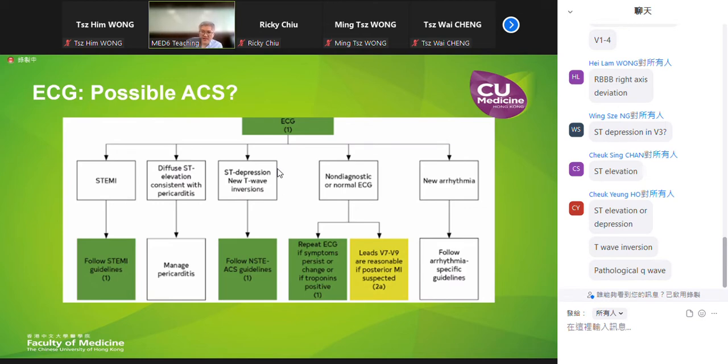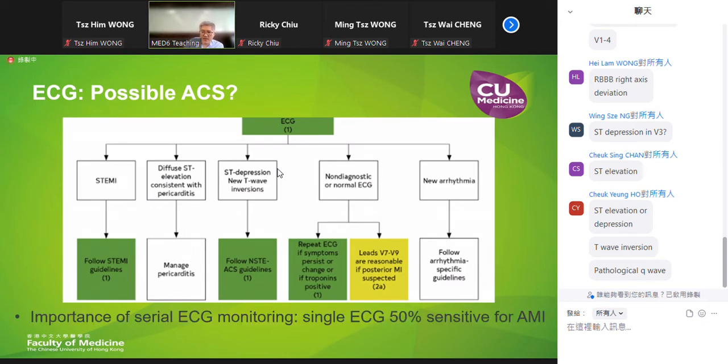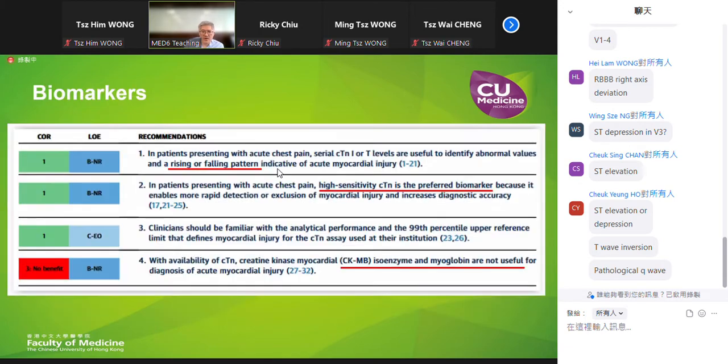But if you have diffuse elevation consistent with pericarditis, then you obviously treat it as pericarditis. And if it's not diagnostic or normal, then you repeat it if the symptoms persist or change, or if troponin is positive, then you do serial ECGs. Okay, and if there's arrhythmia, you treat that. It's also important to do multiple ECGs, because if you do a single ECG, you may miss a very early MI. So in terms of biomarkers, there are things that we need to look for, okay?